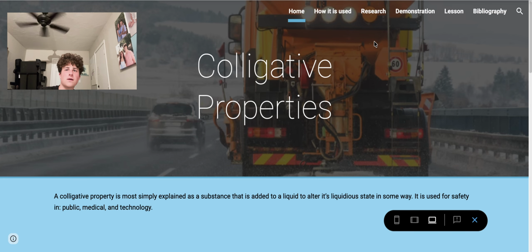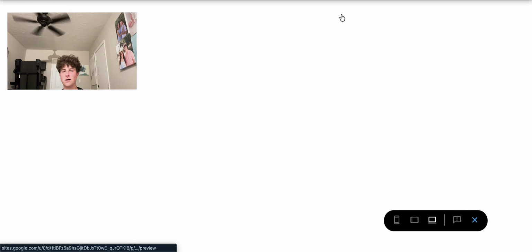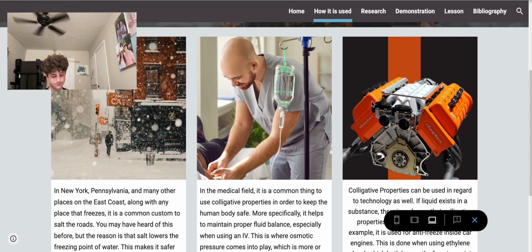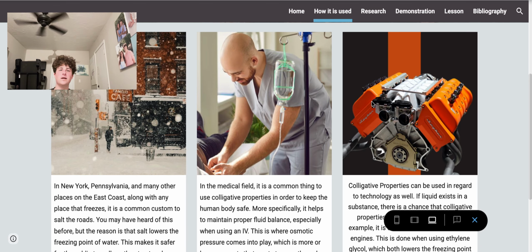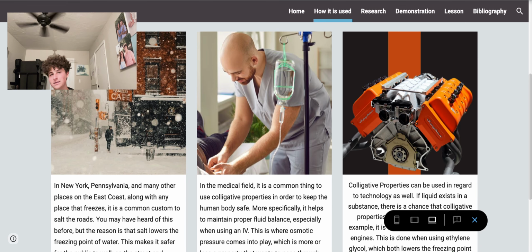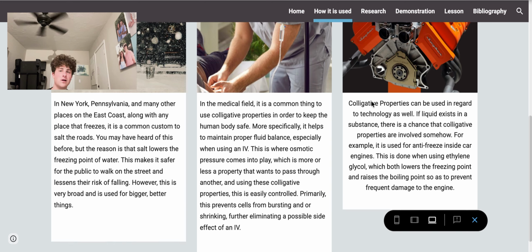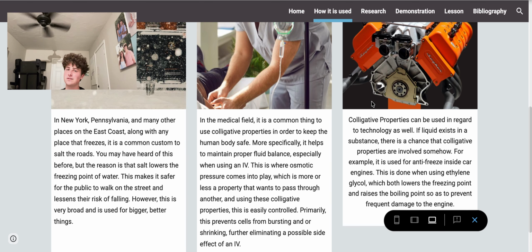So, I'm going to go into how it is used. So, that public, medical, and technology that we just talked about. In public, I say New York, Pennsylvania, really any place that freezes. I use New York and Pennsylvania specifically as a reference for people in America who don't live in a place that will freeze and don't have this. So it just makes this more of a real life scenario that they can picture.